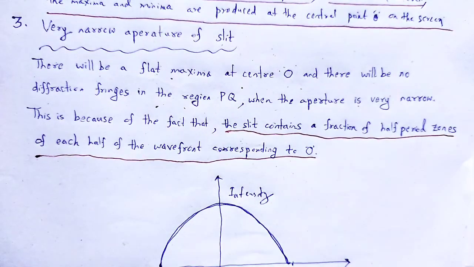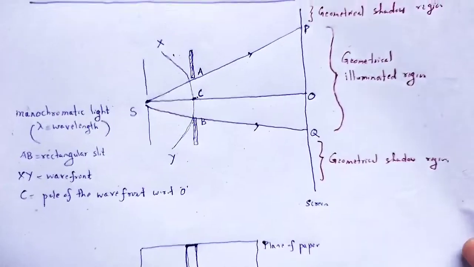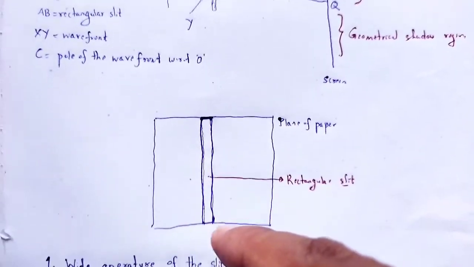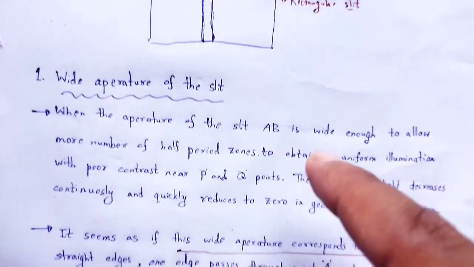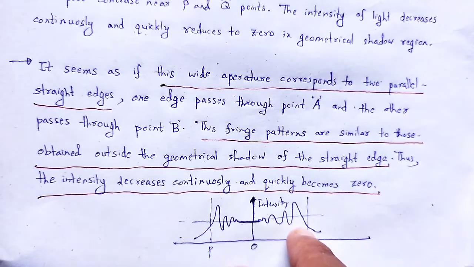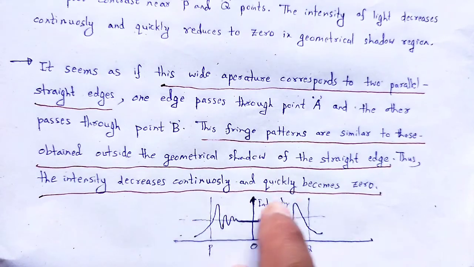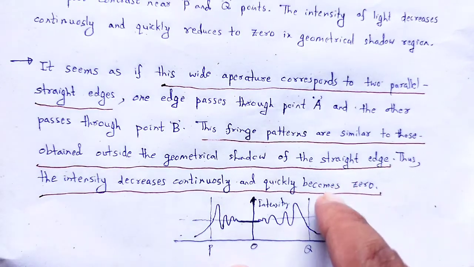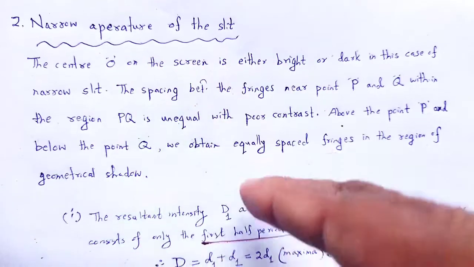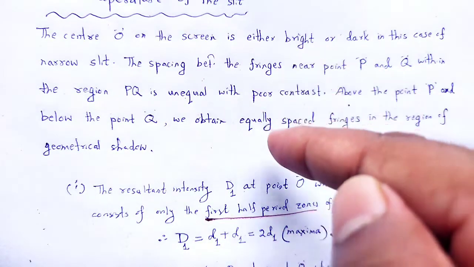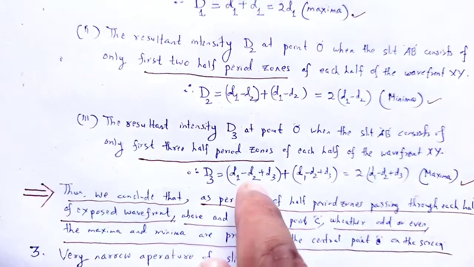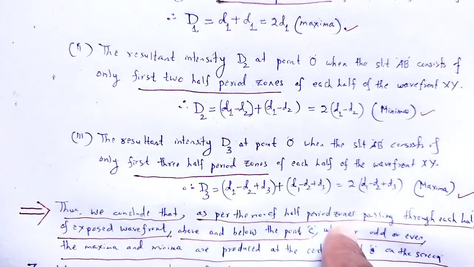So, with the help of this video lecture, you understand the Fresnel diffraction pattern of a slit. Wide aperture of the slit, that is the explanation for intensity distribution of light on the screen, or the diffraction pattern we observe on the screen in case of wide aperture of the slit. Next, when the slit aperture is narrow, then what type of diffraction pattern we observe can be explained by using Fresnel's theory, that is the conclusion based upon Fresnel's theory.